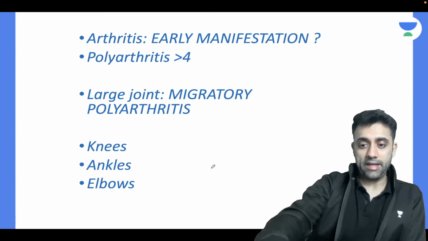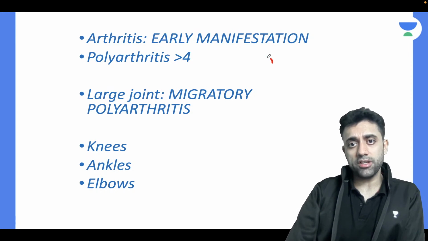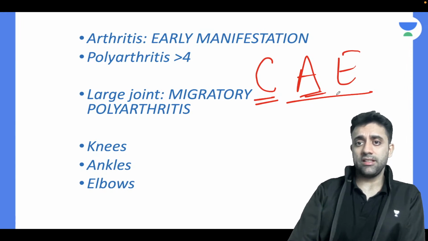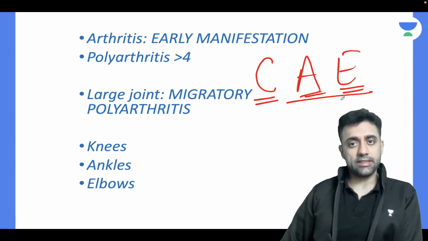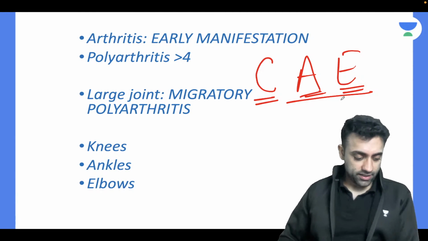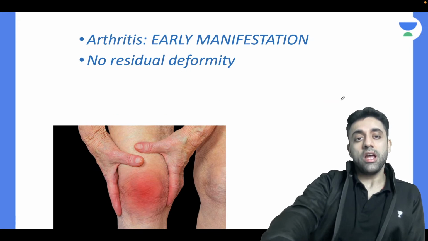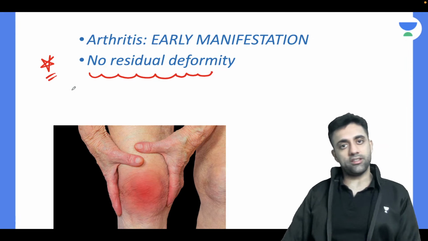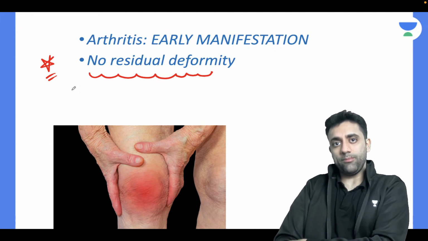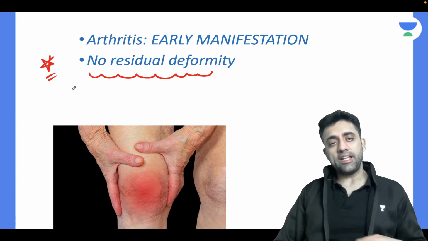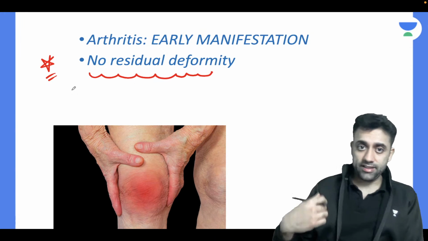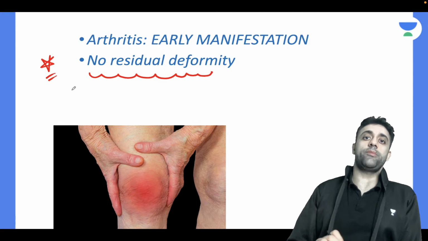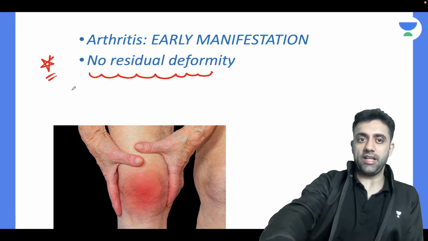This is the, my dear pancake. It is the early manifestation. Remember: carditis, arthritis, erythema marginatum. These are the early manifestations. Remember that. Next question, and most importantly, there is no residual deformity. If I'm having pain and swelling in my right elbow joint, and after 5 days in my right knee joint, then the swelling which has gone leaves no residual deformity. Remember that.